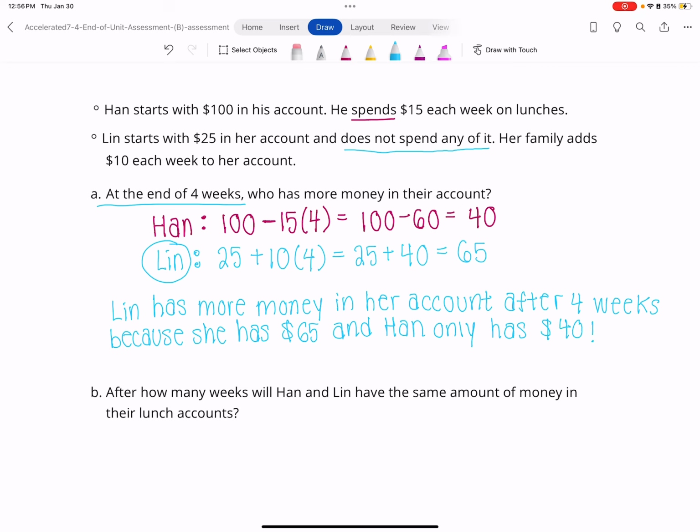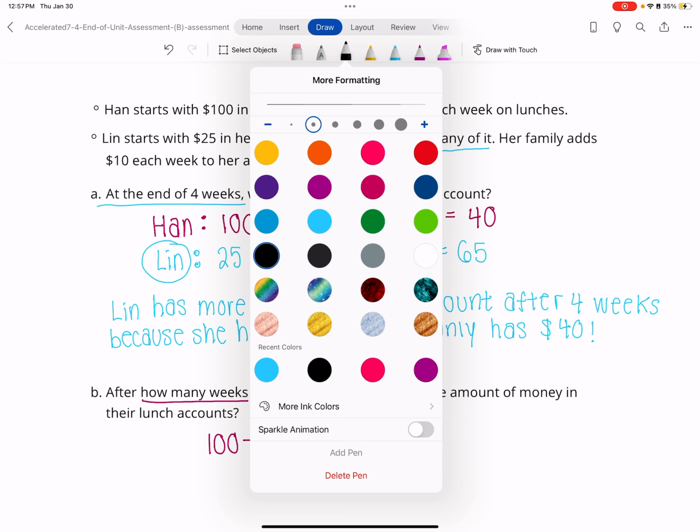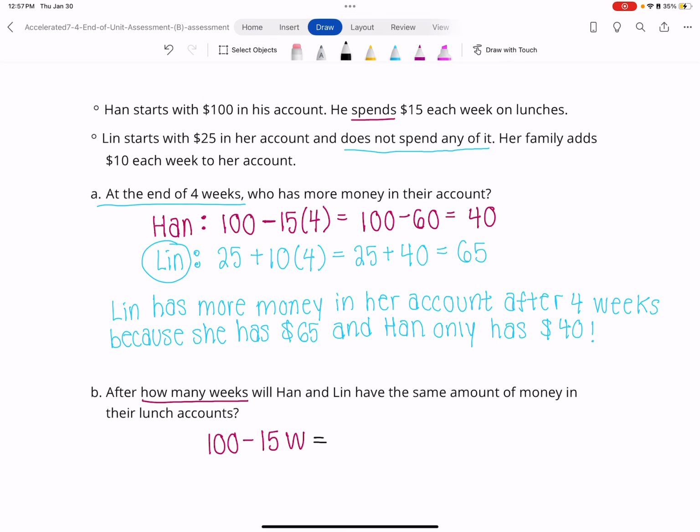Part B. After how many weeks will Han and Lynn have the same amount of money in their lunch accounts? We are now going to set the two expressions equal to each other. Now, normally we don't know the number of weeks, right? And it's asking you how many weeks. So for Han's expression, we're going to write 100 minus 15W. And we're really going to set this equal to, because it says have the same amount of money, to Lynn's expression, which is 25 plus 10W.